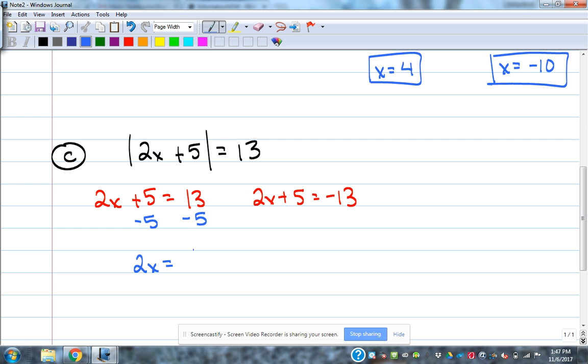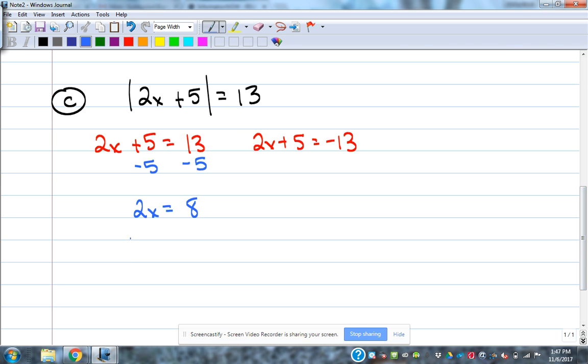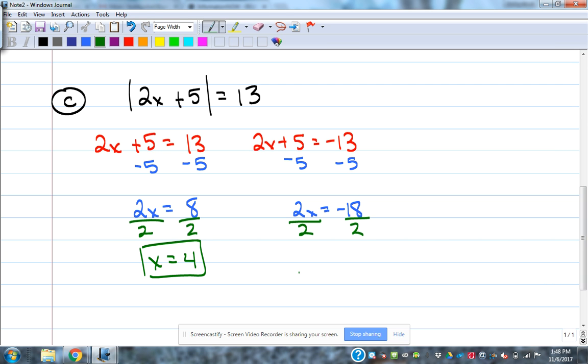So 13 minus 5 is 8. And then the last step is divide by 2. So one of the answers could be 4. Go back and solve the other equation. It'd be negative 18. Divide by 2. Could be negative 9.